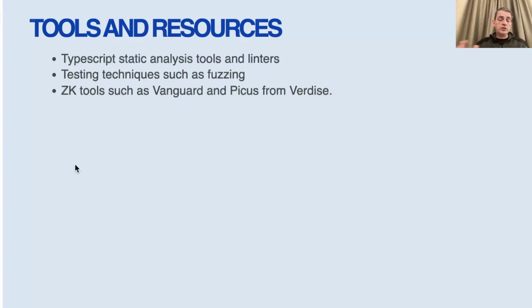And so some tools that you may find useful: we have tools for languages such as TypeScript, so we have static analysis tools and linters that will help make the code more readable. Testing techniques are important, and so things like fuzzing techniques could be useful. And then there are specific tools that will help look at zero knowledge specific issues. A couple of these tools are Vanguard and Picus from Veridise.